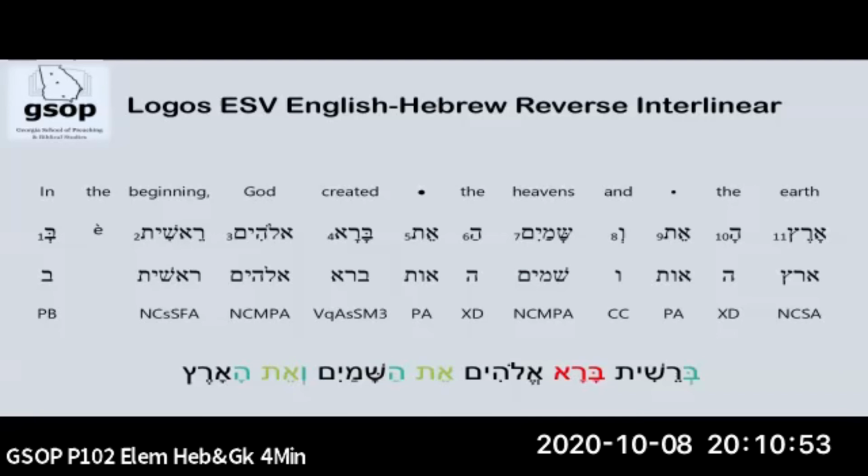Well, let's look at the first line. In the beginning, God created, no problem. Then you got the dot. Well, the dot means the Hebrew word is not translatable. Well, look what's underneath it. What word is that? It's et. Et is not a translatable word. It's a grammatical marker to tell me the direct object of the verb.